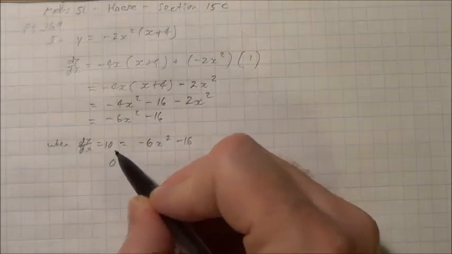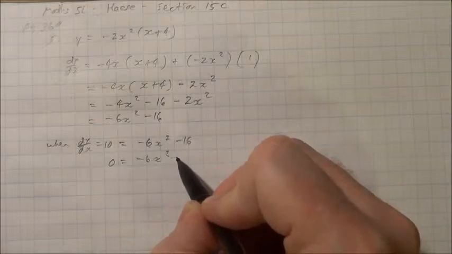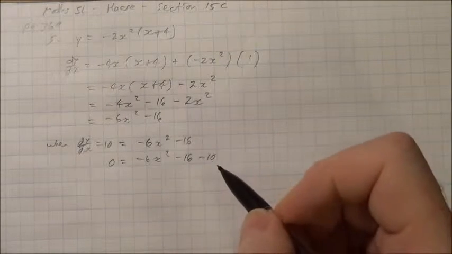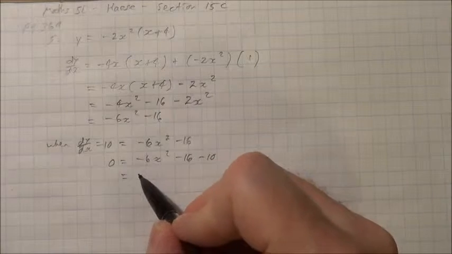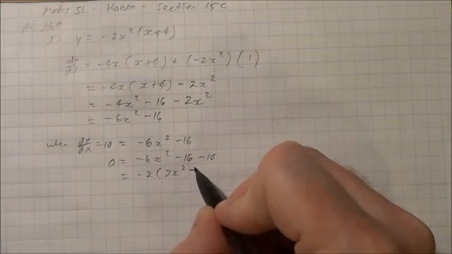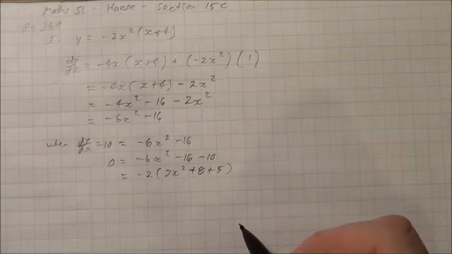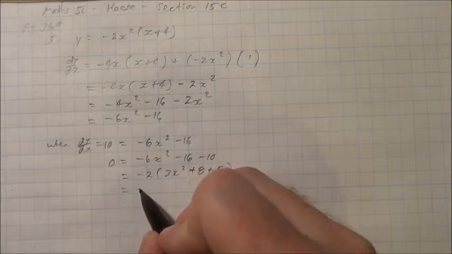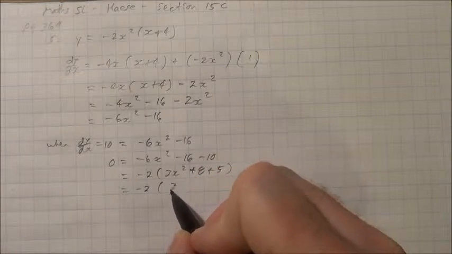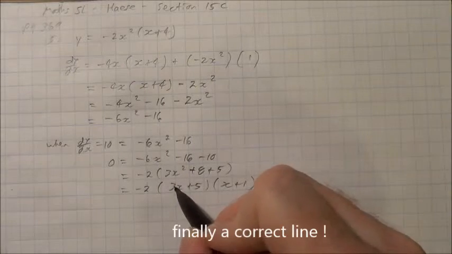So I subtract 10 from both sides, so I get negative 6x squared minus 16 minus 10. I'll factor out a negative 2 here to leave me 3x squared plus 8 plus 5. And then when I factor that, I get 2 quantity 3x plus 5 and x plus 1.